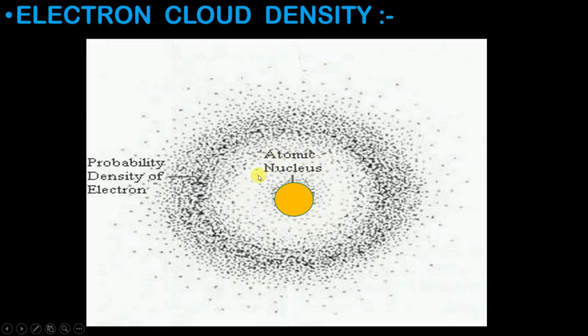So in other words, electron cloud density helps us to find the probability of electron present around the nucleus. So guys, I hope you have understood the term electron cloud density. Now, to understand the covalent character in ionic compound, first we must understand how an ionic compound is formed. So we will quickly understand how an ionic compound is formed with the help of formation of NaCl.